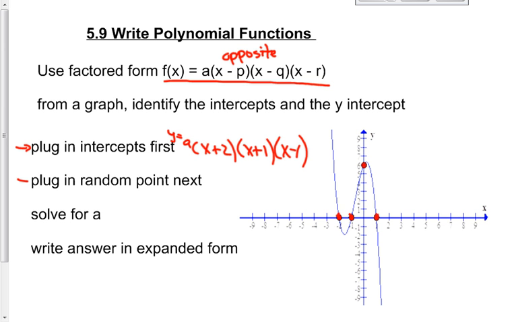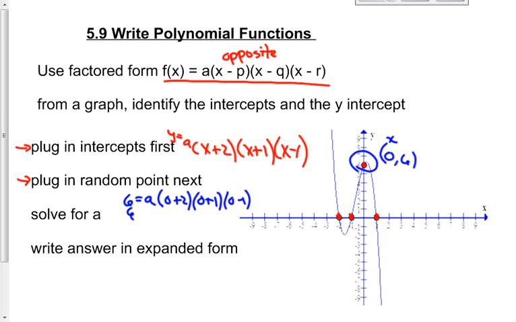Next up is to plug in the random point. The random point that we've got for this one is actually way up here, the y-intercept. That y-intercept is 0, 6. So in place of all of the x's in the equation, we're going to put the number 0, and in place of the y term, we're going to put in the number 6. 6 equals a, 0 plus 2, 0 plus 1, 0 minus 1. And then we're going to clean this up.